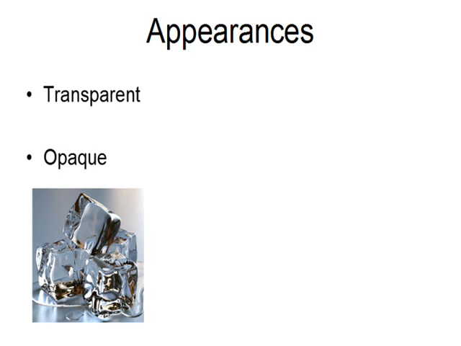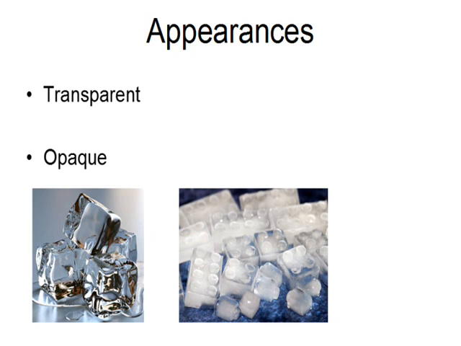So ice has two different appearances. It can either be transparent or opaque. Transparent ice looks very clean. You can see through it, and opaque ice is very white and cloudy, and you can hardly see through it at all. And in some cases, you can't see it at all.